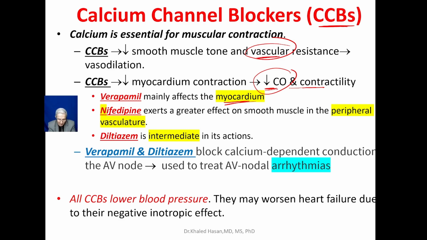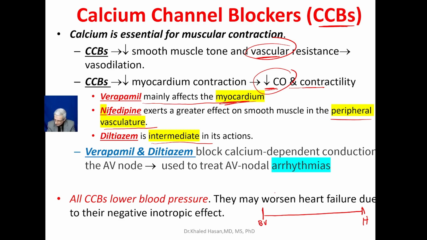For example, verapamil affects both blood vessels and heart, but mainly affects the heart. Nifedipine mainly affects the peripheral vasculature. Then we have diltiazem, with intermediate action. So if you have this diagram, here we have the heart, and here we have blood vessels.